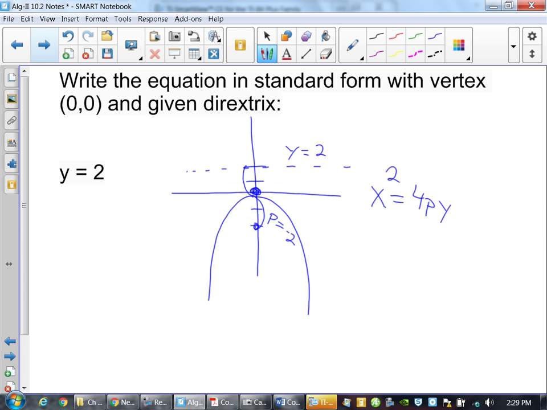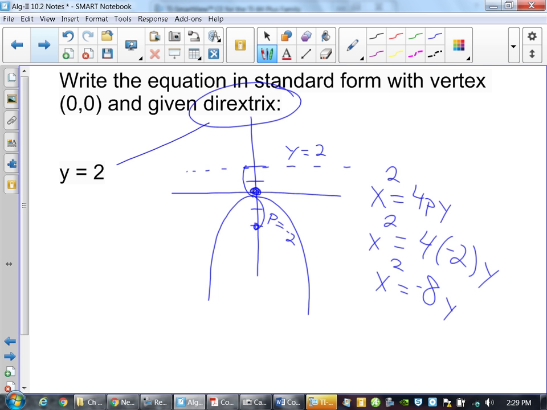Okay. Since my p-value here is -2, my final step is just to fill in the blanks. And I get x squared equals -8y. And then I'm done. Well, why wouldn't you just put in 2 for y? Because y equals 2 is essentially what we just found. It's saying this is the directrix. We need to use this directrix to come up with the equation that has that directrix. So at the end of this, what we need is either x squared equals something y or y squared equals something x. Perfect.